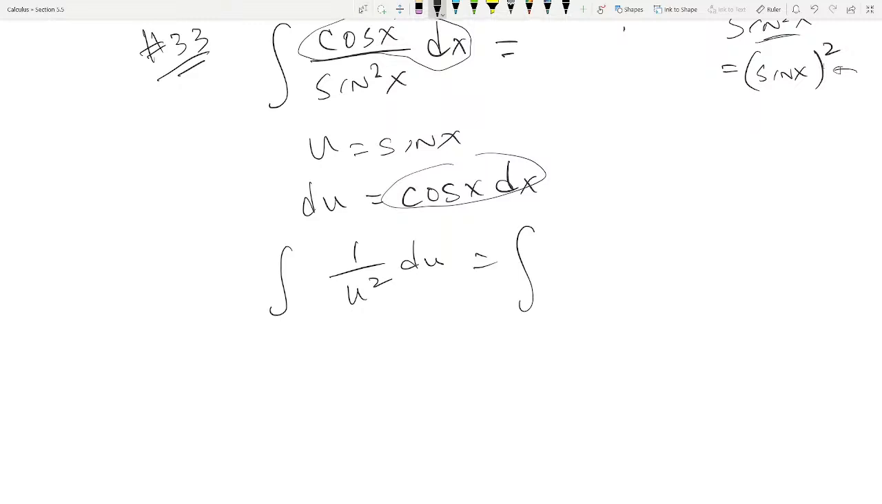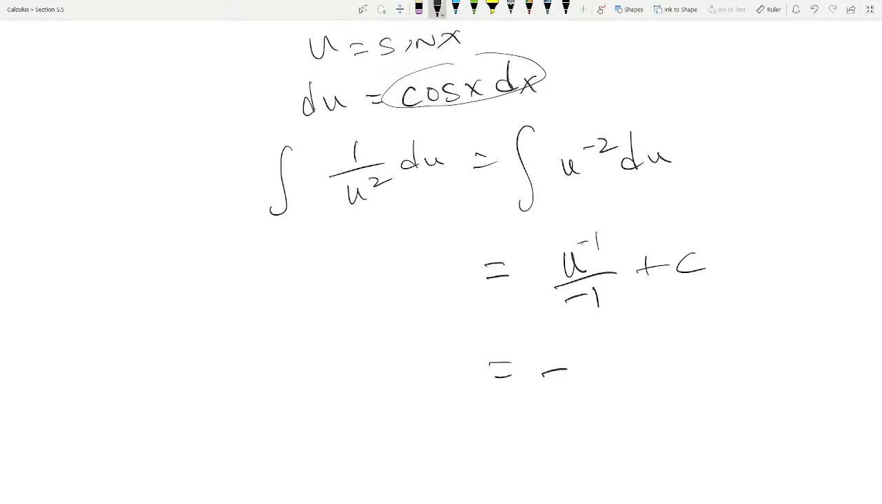And remember that this is u to the negative 2 du. So if I add 1 to the exponent, I get u to the negative 1. And then divide by that very negative 1. Like I said before, don't try to be a hero with all these exponents and fractions. Just write it out the way I've done it here, and make sure you get the numbers correct. Then you can clean it up afterwards.